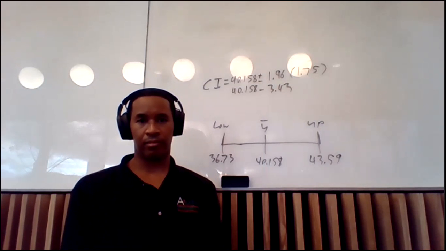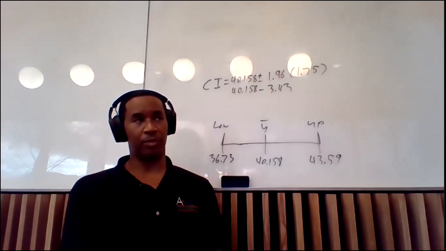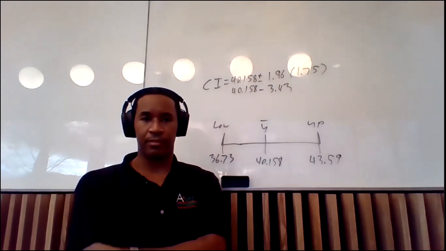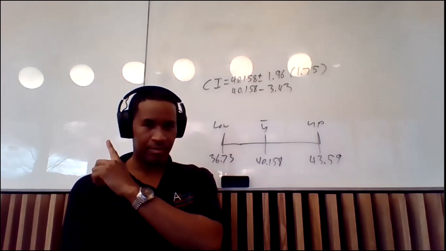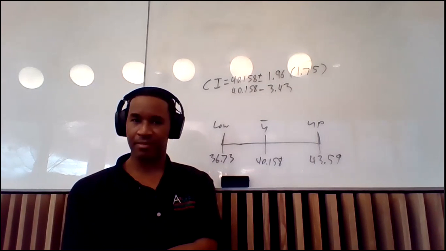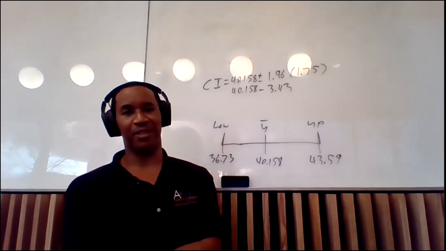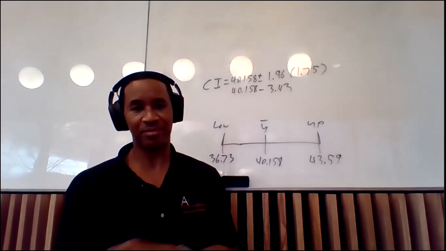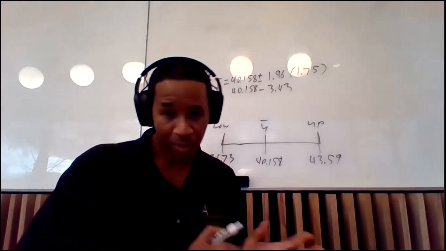Oh, 1.65. No, that's for 90%. If we were doing 99%, what number would we have here? 1.98? No, it's 2.58. Okay, good. So we'd have 2.58. So you did it in reverse.